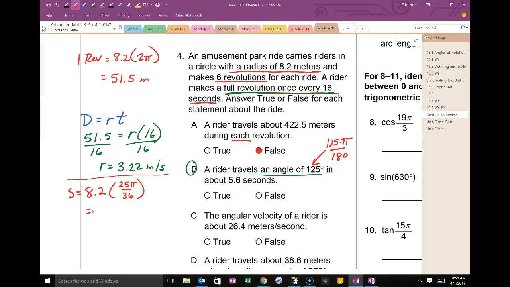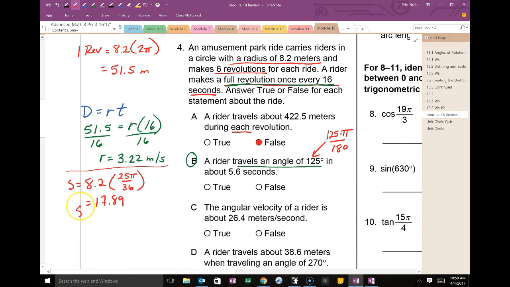It is true. 17.89. I like that. Okay. So now, if we know how fast we're traveling, we know the distance. How do we figure out how long?